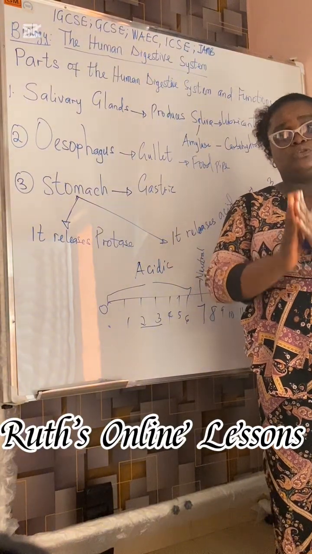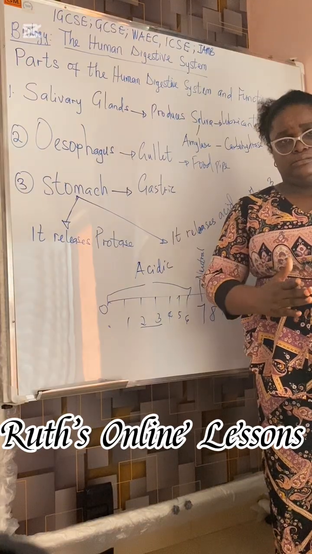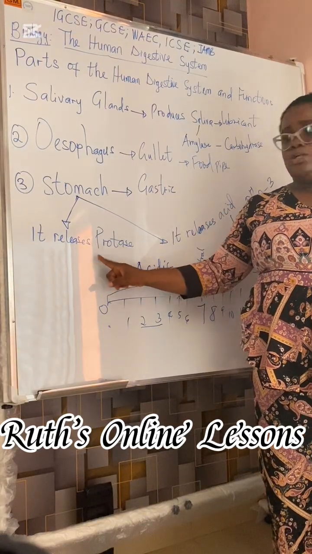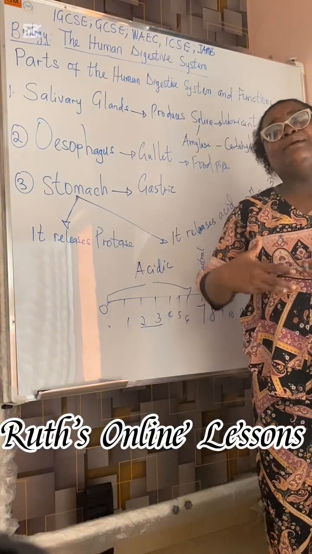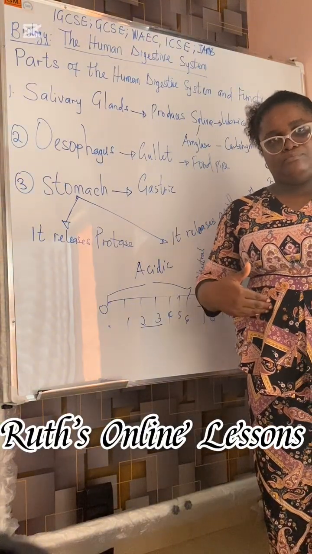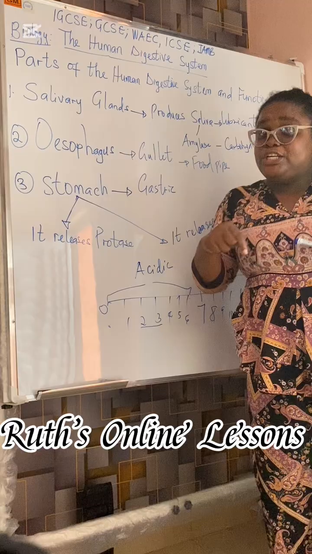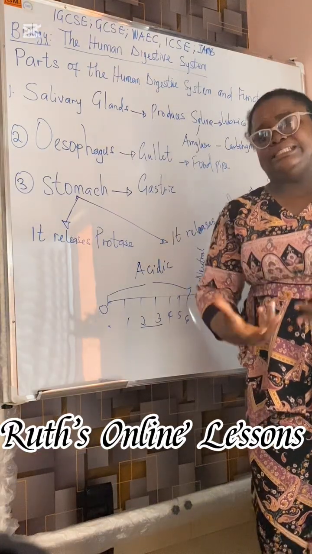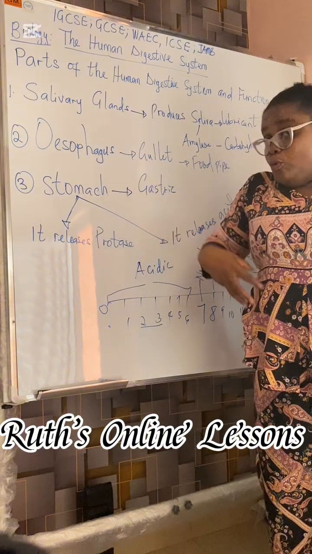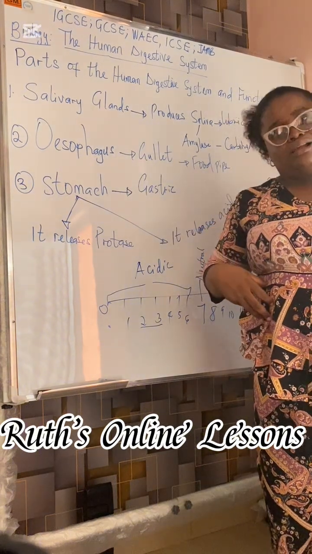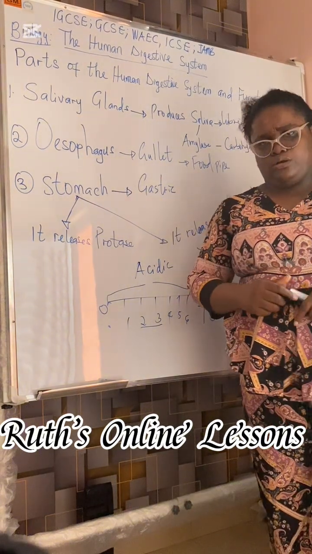The enzyme responsible for the breakdown of protein is protease. What the acid does is to provide an enabling environment for the stomach. The acid is to make sure that the stomach remains acidic. Why? Because the protease enzyme in the stomach requires an acidic medium to work.